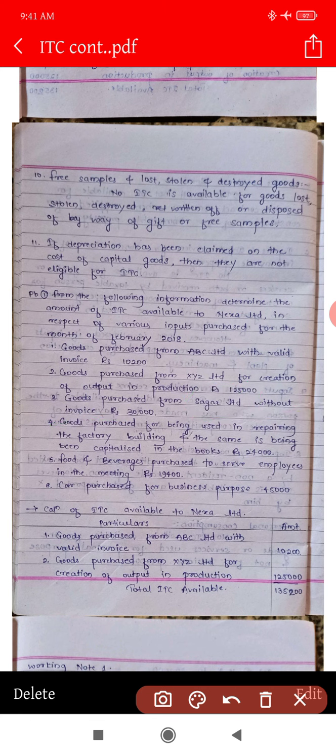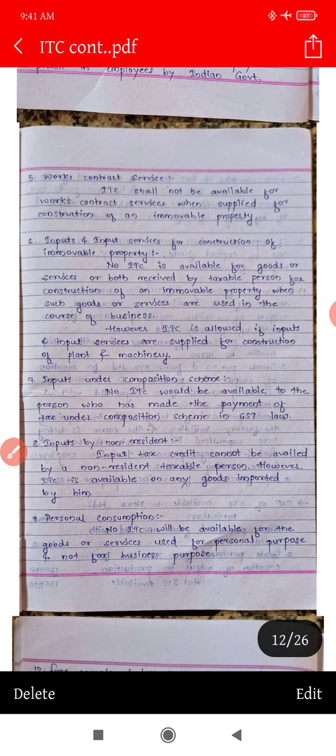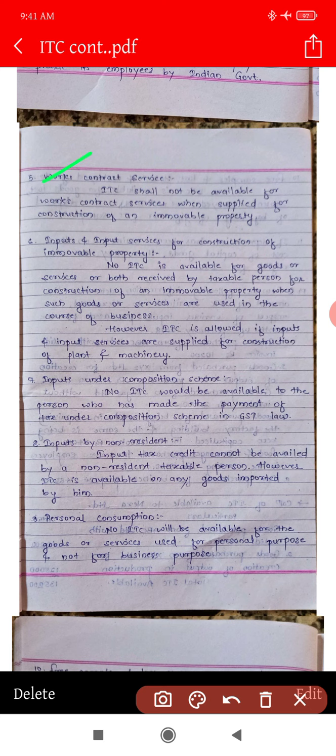Next transaction. Goods purchased for being used in repairing the factory building, and the same is being capitalized in the books, 24,000. So this is the condition where we have studied works contract service. Here, the fifth point: ITC shall be available for works contract service when applied for construction of an immovable property. Okay, so input services for construction of immovable property.